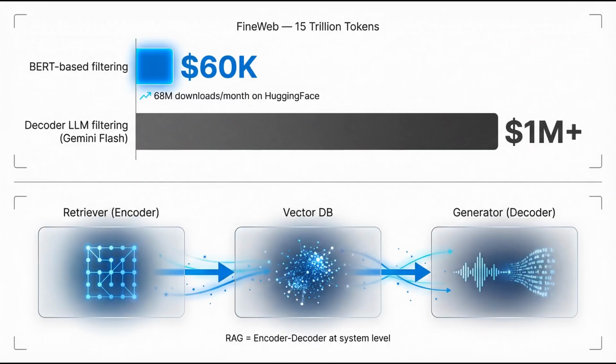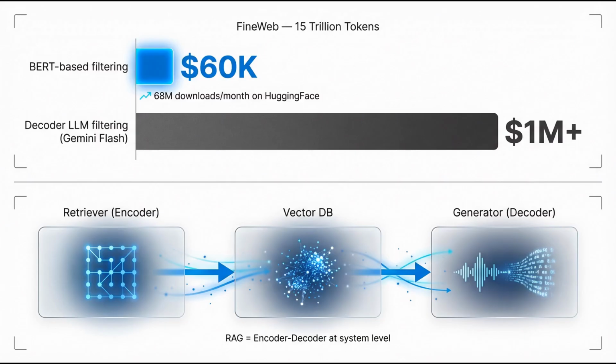The quiet renaissance of encoders. BERT has 68 million monthly downloads on Hugging Face. It is the second most downloaded model on the platform. Google Search has been using BERT since 2019. Nobody talks about this at conferences devoted to GPT-4 and Claude. The encoder is the quiet workhorse of production AI.